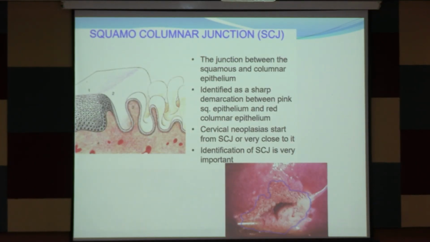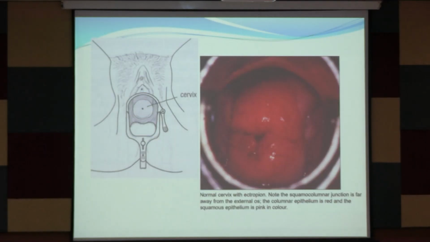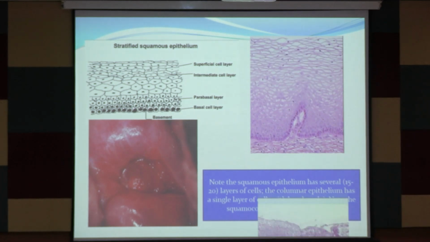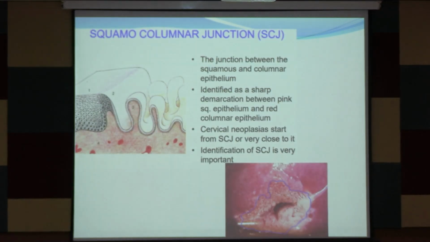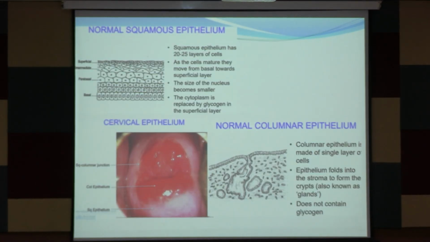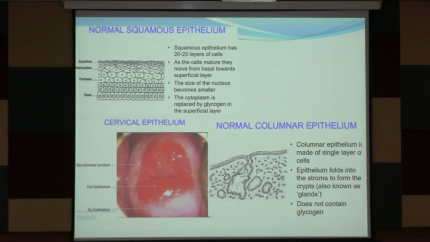This is called the Squamocolumnar Junction. If you see the previous slide in here, this in the periphery between the beefy red and the pink red zone, that is the Squamocolumnar Junction. Or in this picture in here, this is the squamous epithelium, this is the columnar epithelium, this is the Squamocolumnar Junction. But the important thing to note is that the Squamocolumnar Junction does not remain stationary. It tends to move all through life.